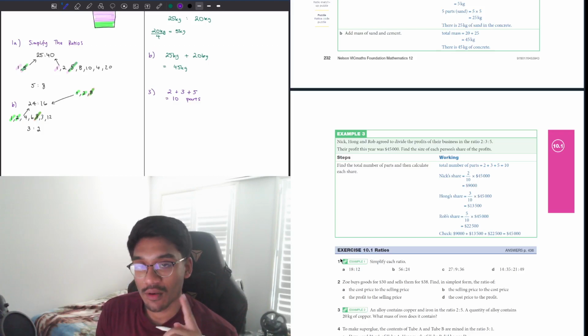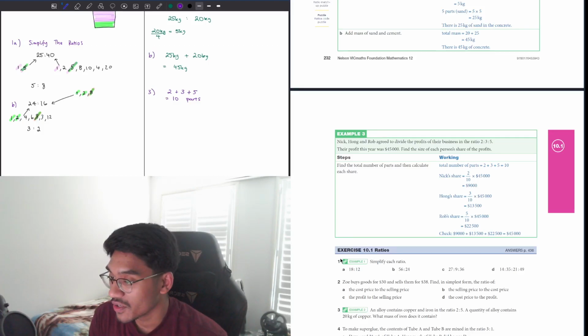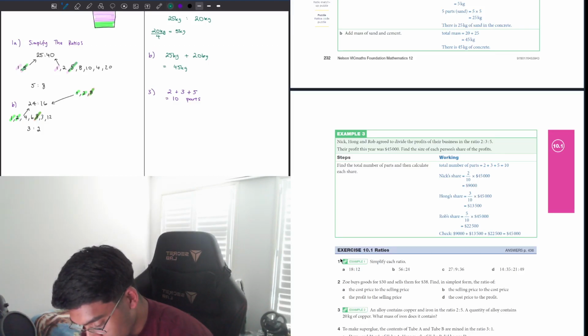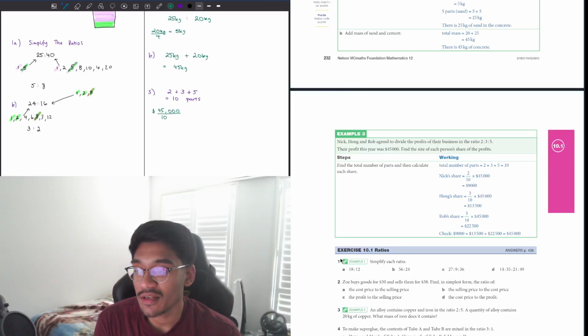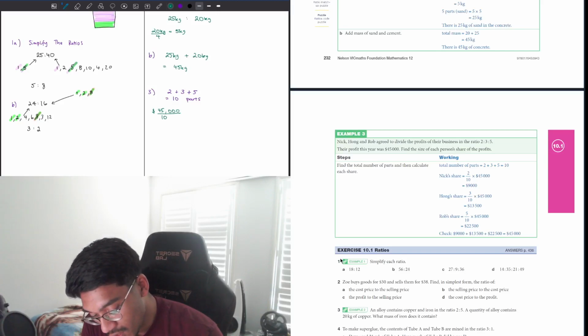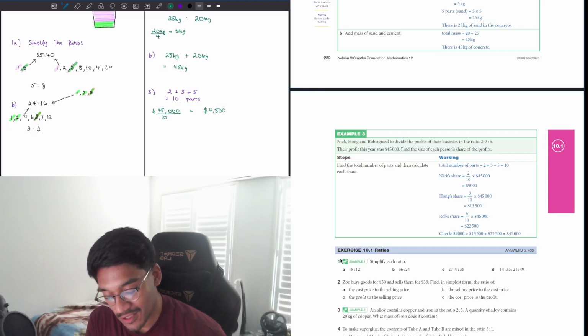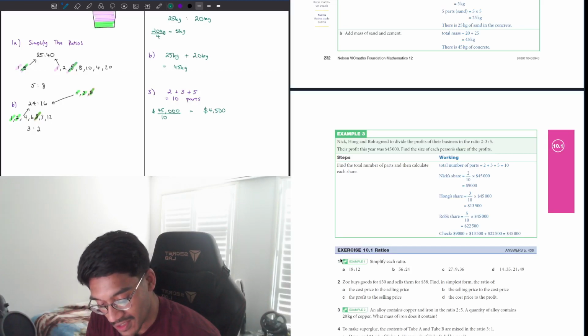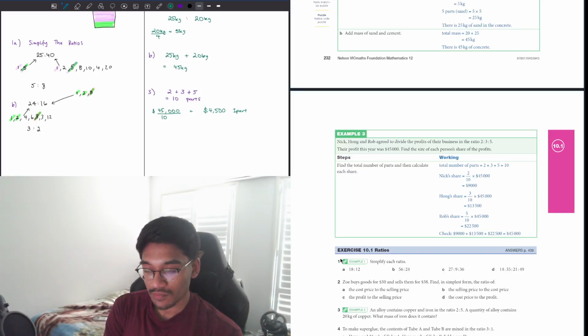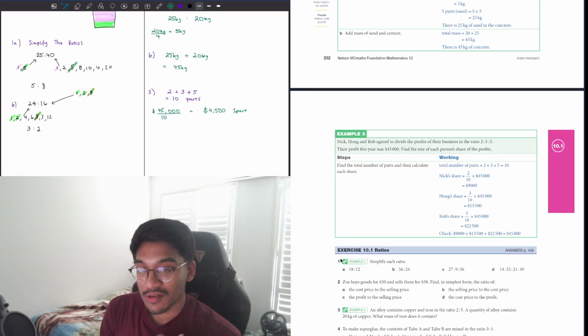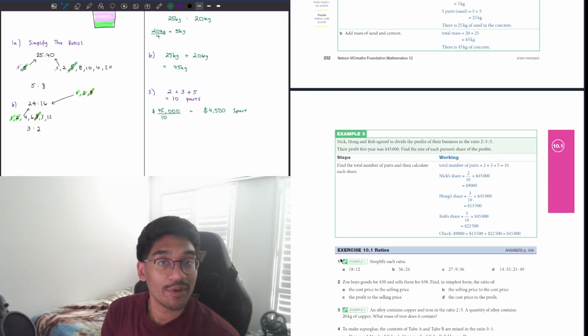Now, I need to find out what one part is worth. So I do $45,000, which is the amount of profit that they've earned this year, and I divide that by 10 parts. 45,000 divided by 10, pop that in the calculator, you get an answer of 4,500. And that tells me $4,500 is one part. That's how much one part is worth.